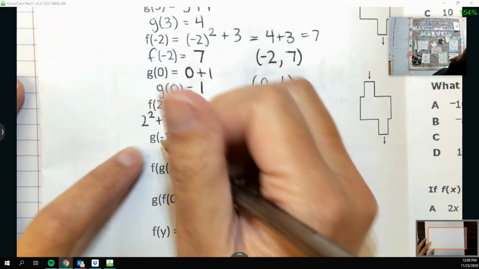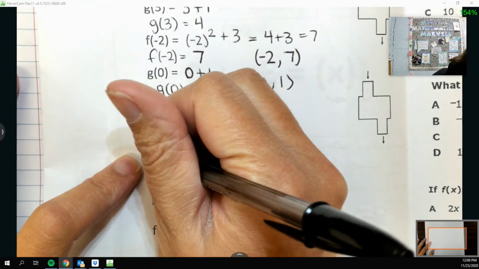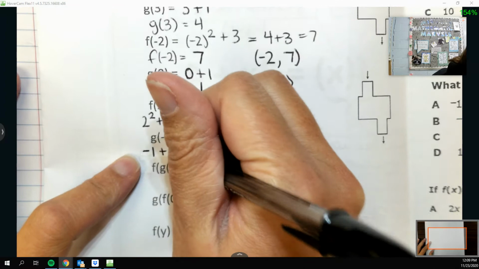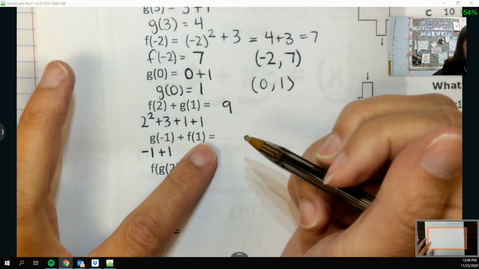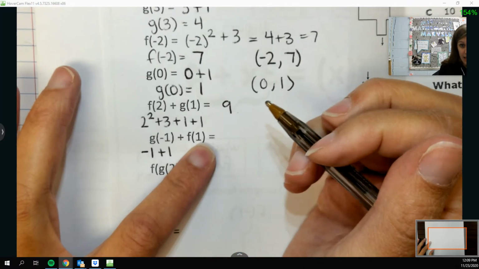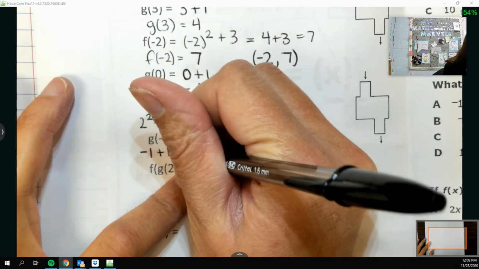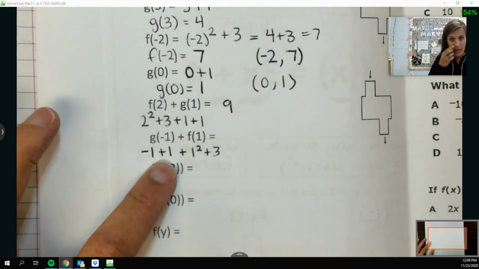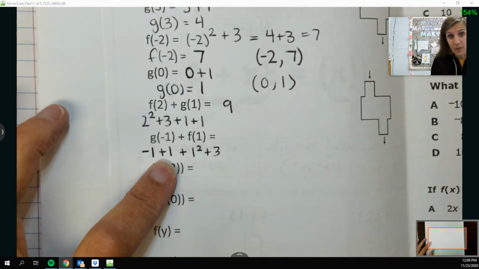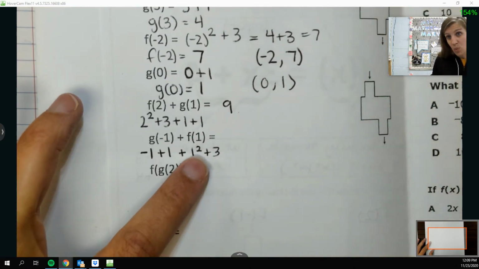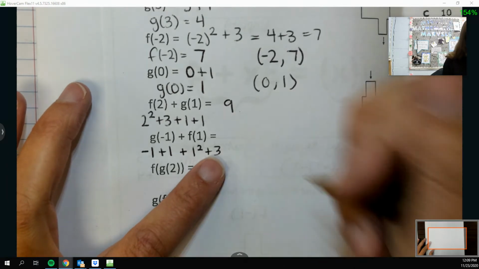This one is very similar to the last, so we're going to go to the g function, input -1, and it adds 1. Then I'm going to go to the f function, and I'm going to input 1, which is squared, and then I add 3, and then once I have those two answers, I'll add them up. So over here, -1 plus 1 is 0. 1 squared is 1, plus 3 is 4.